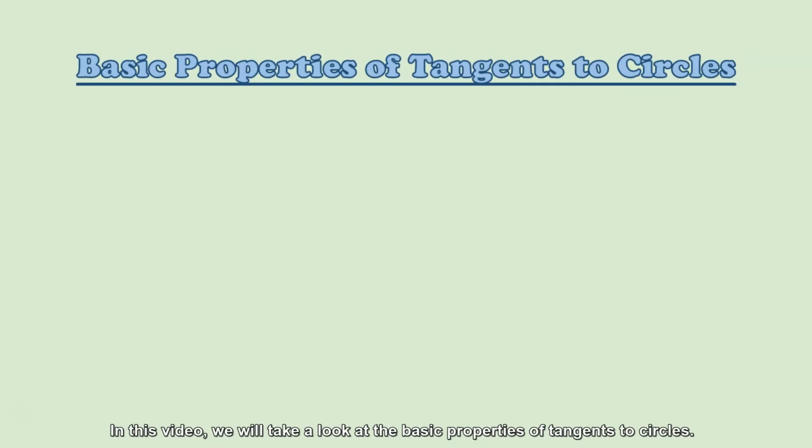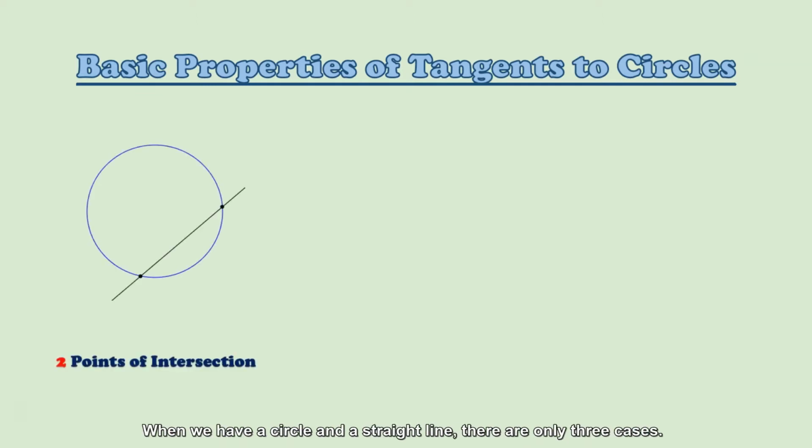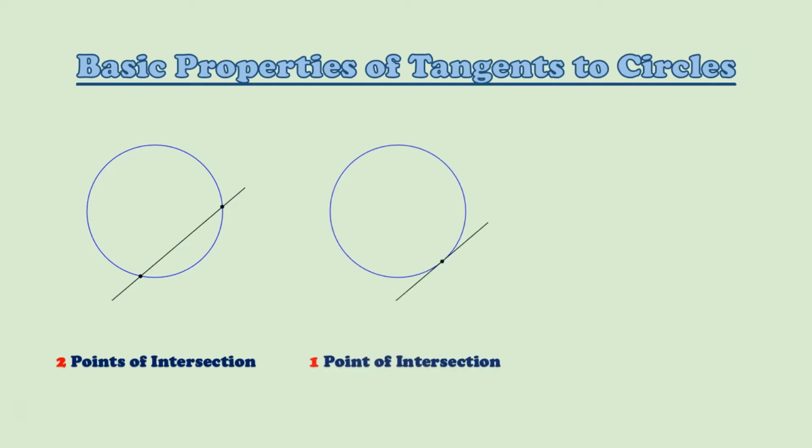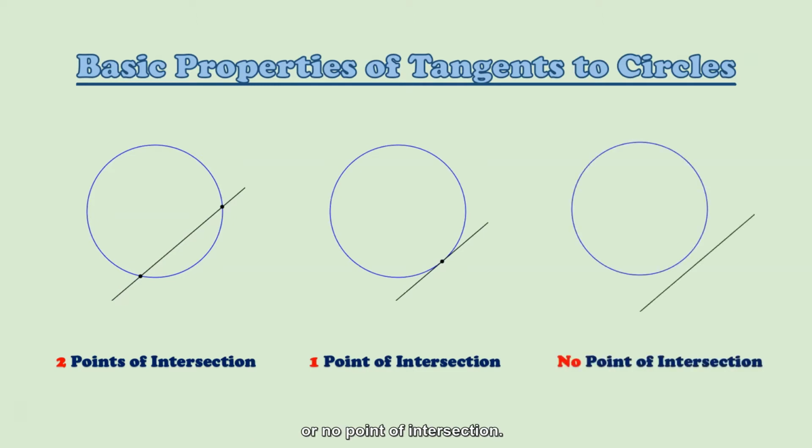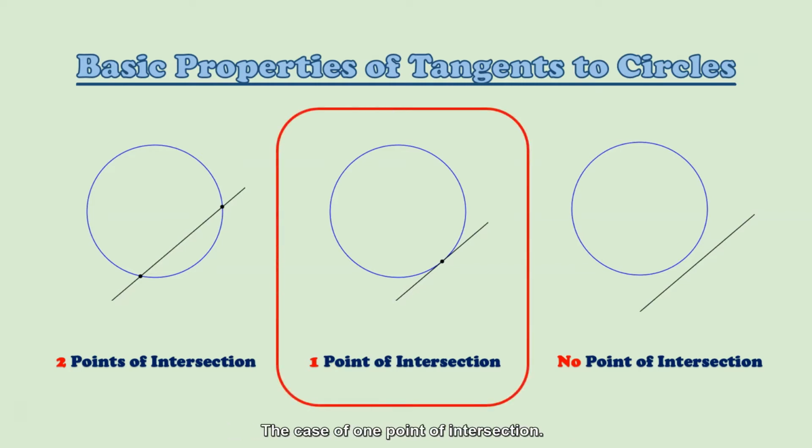In this video, we will take a look at the basic properties of tangents to circles. First of all, let's take a look at the meaning of tangents. When we have a circle and a straight line, there are only three cases. They can have 2 points of intersection, 1 point of intersection, or no point of intersection. In this section, we will take a look at the case of 1 point of intersection.